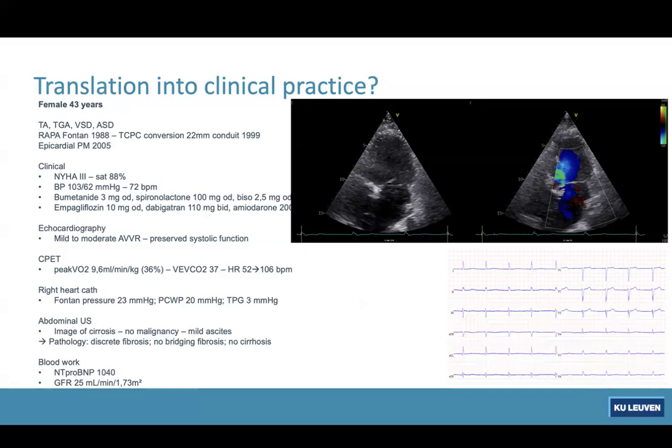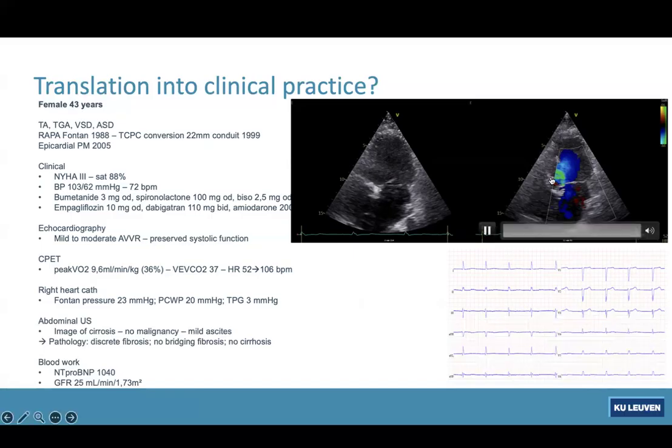But she's already on quite some diuretics, as you can see here: bumetanide 3 milligrams once daily, spironolactone. She's also on bisoprolol because she has atrial fibrillation. And I started her on empagliflozin, and we can discuss that as well. She's also on oral anticoagulation and amiodarone for her arrhythmia.